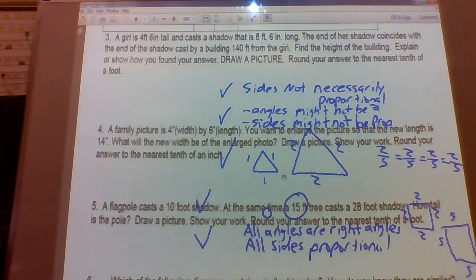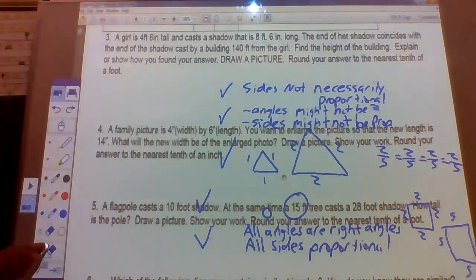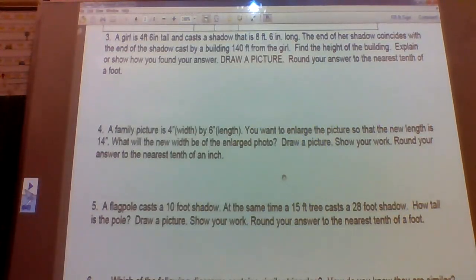A girl is 4 foot 6 inches tall and casts a shadow that is 8 feet 6 inches long. The end of her shadow coincides with the end of the shadow cast by a building 140 feet from the girl. Find the height of the building, explain or show how you found your answer.